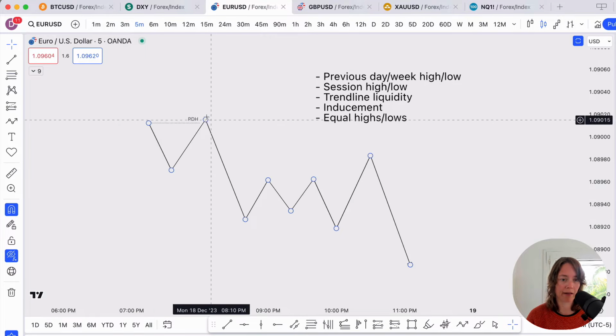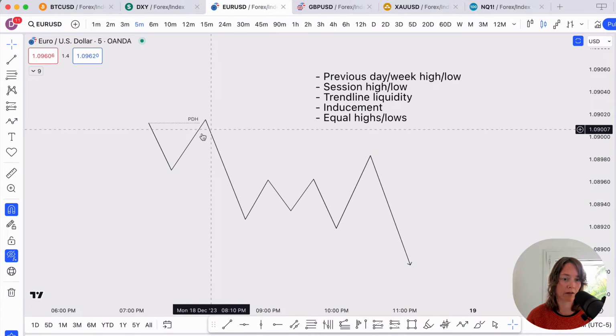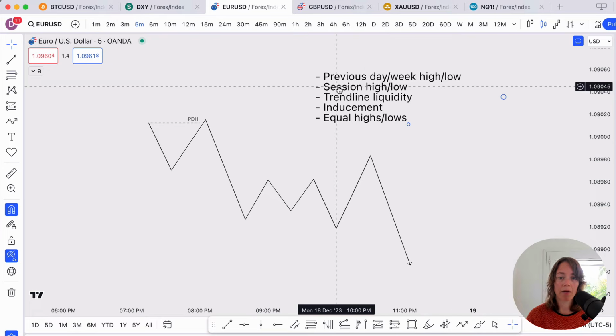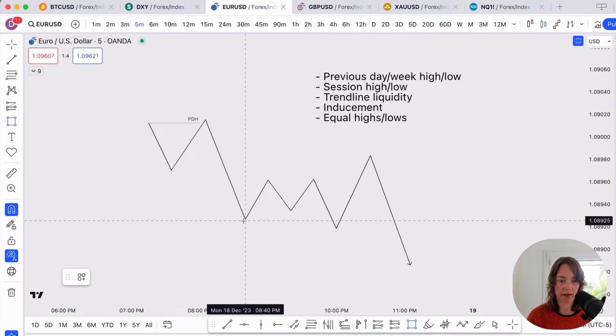It's very likely that if the high gets taken out, that it's a manipulation move and that I can find a market structure shift in here or whatever entry model you like and then take price lower. So previous day highs and lows are an important part of that. Then we also have session highs and lows. So let's say this is the Asia session.